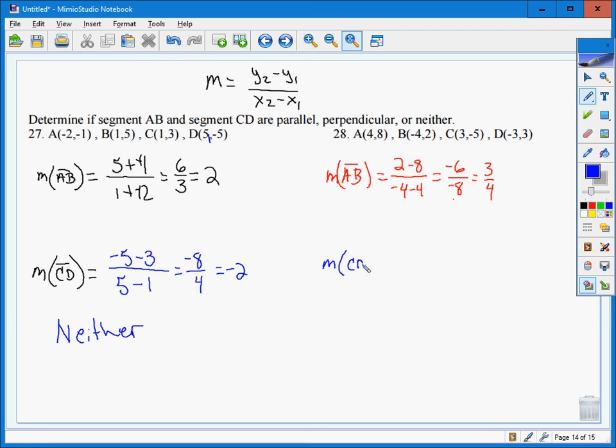Slope of CD. 3 minus -5. -3 minus 3. My minus and negative would change to a positive. This would be 8. -3 minus 3 more would be -6. This would be -4 over 3. These are negative reciprocals of each other, so these would in fact be perpendicular.